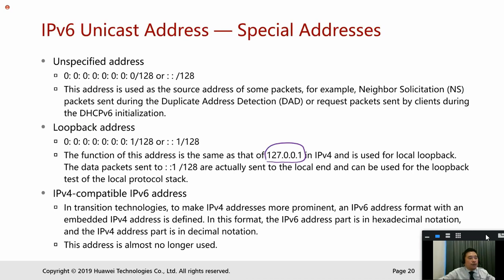Okay, so you can have ::1, which is just a local loopback to make sure your IPv6 is enabled and running on this device. And the last one is the IPv4-compatible IPv6 address. In this transition technology, to make the IPv4 address more compatible, an IPv6 address format with an embedded IPv4 address is defined. In this format, the IPv6 address part is hexadecimal, and the IPv4 part is in decimals.